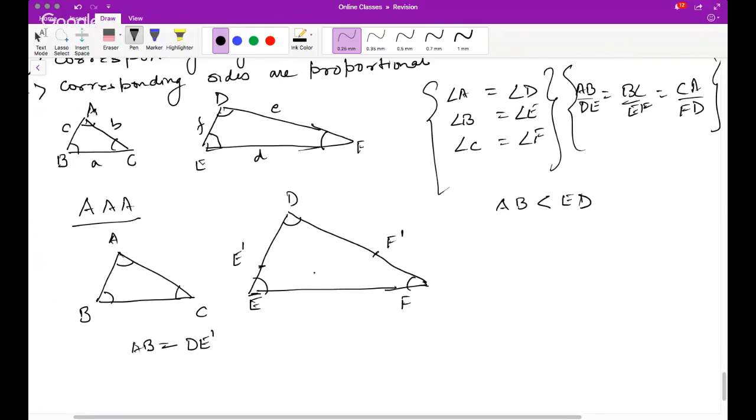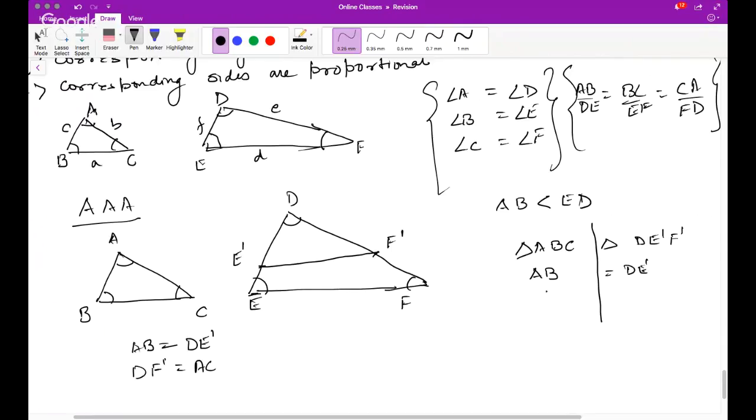DF' is equal to, I'm constructing such that DF' is equal to, let's say, AC. And join E'F', join them. Now let's consider two triangles, triangle ABC and triangle DE'F'. Now clearly by construction we saw that AB is equal to DE'.